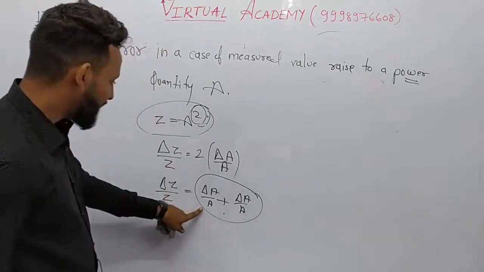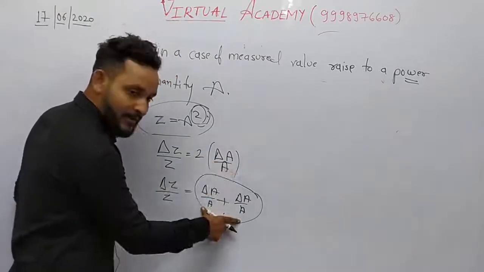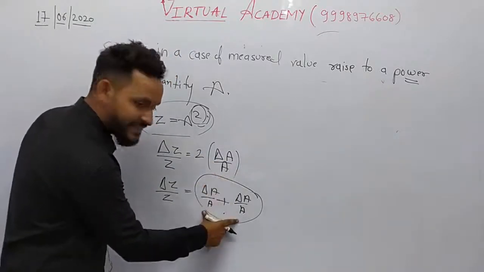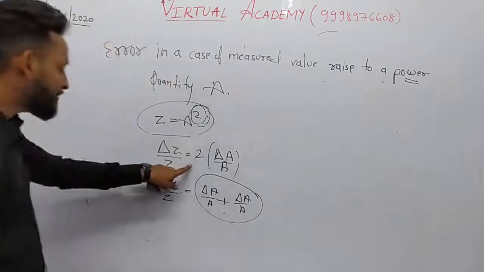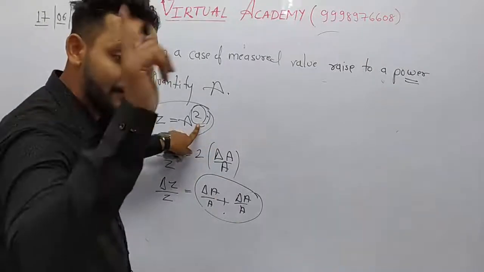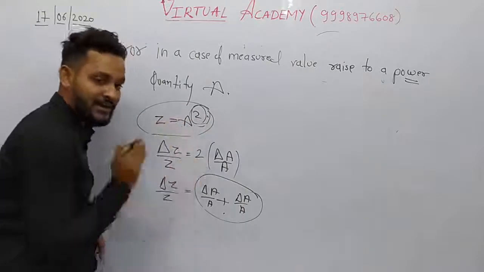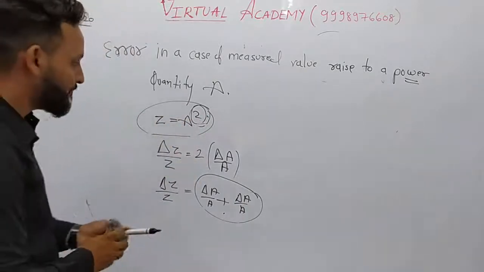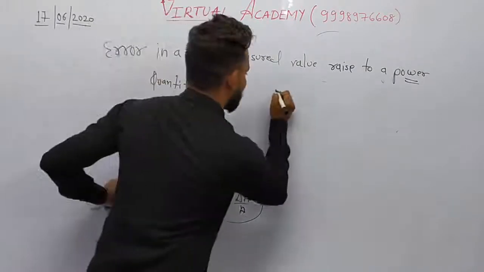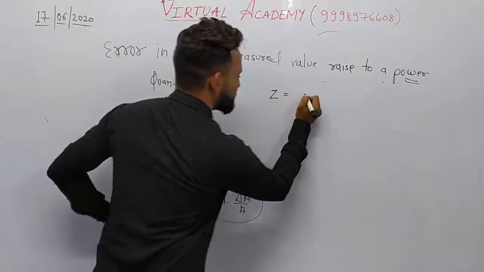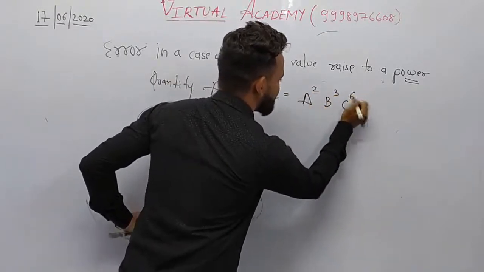Now when we add, delta A plus delta A is 2 delta A. Our LCM is common, it's A. Clear? Clear, students? Concept clear? We have to multiply that given power. What do we have to do? The power that is given, the raised to the power, we have to bring in front of the equation. Now suppose I am giving one example, after that your concept will be clear. Now suppose we have Z equal to a to the power 2, b to the power 3, c to the power 6. Clear?